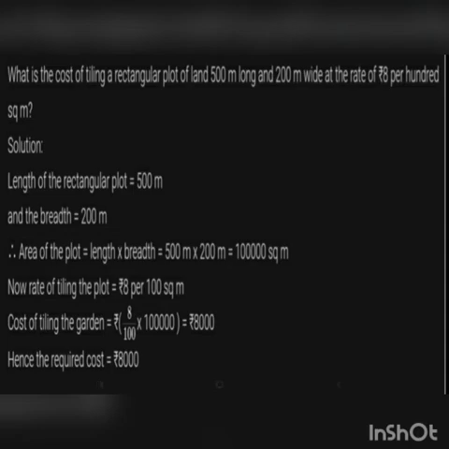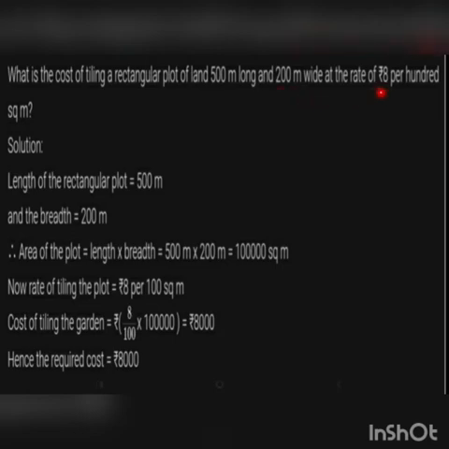That rectangular plot, length and breadth is given. So we can find the area of the plot. Finding the area of the plot, length into breadth, 500 meter into 200 meter, what is it? 1 lakh square meter. Now, the cost of tiling is given how much?